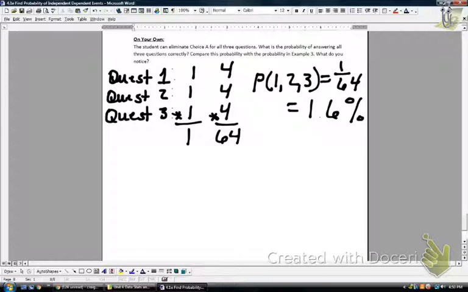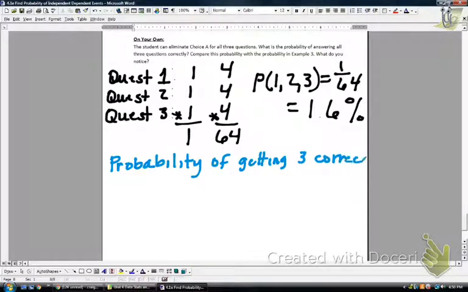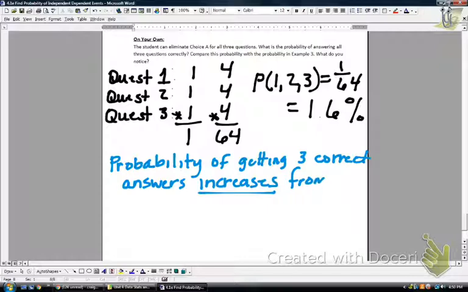And then to answer the second part of that, the probability of getting 3 correct answers increases, which should make sense. And if you want to say increases from 0.8% to 1.6%, that's even better.